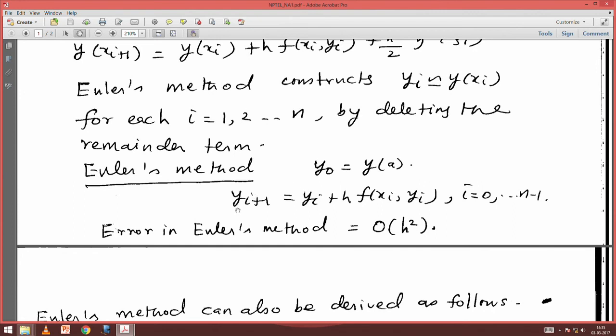Once you get y1, y2 obtained by taking i equal to 1 is y1 plus h f of x1 y1. So, continue this way till you reach the last point which is xn, namely b, so that yn is equal to yn minus 1 plus h into f of xn minus 1 yn minus 1. And you observe that Euler's method agrees with the Taylor series method of order 1. So, error in Euler's method is of order of h square.